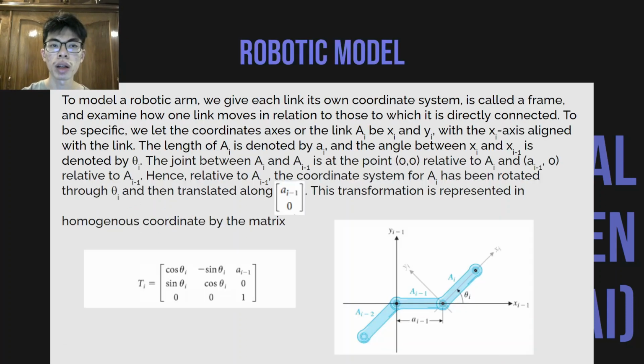To model a robotic arm, we give each link its own coordinate system. It's called a frame, and we examine how one link moves in relation to the link to which it is directly connected.